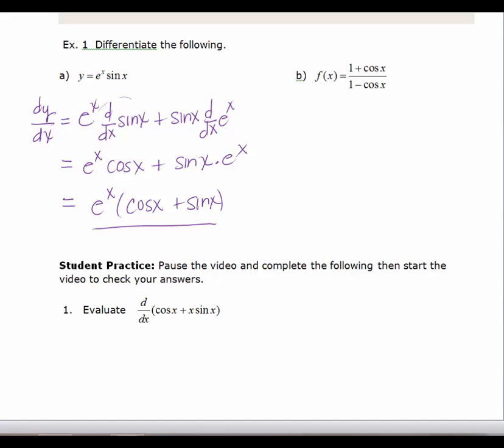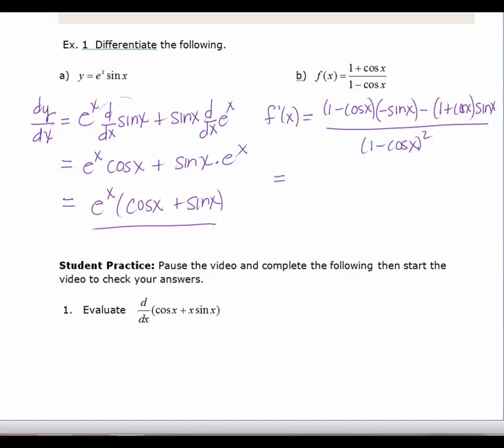Right? The next one, we're going to use the quotient rule. So f prime of x: I'm going to take the bottom, 1 minus cosine x, times the derivative of the top. I'm not going to write the derivative notation, I'm just going to do the derivative in my head. The derivative of cosine is negative sine. So the bottom times the derivative of the top, minus the top, which is 1 plus cosine x, times the derivative of the bottom. The derivative of cosine is negative sine, but we want the opposite of that, so the derivative of negative cosine is actually positive sine, all over the denominator squared.